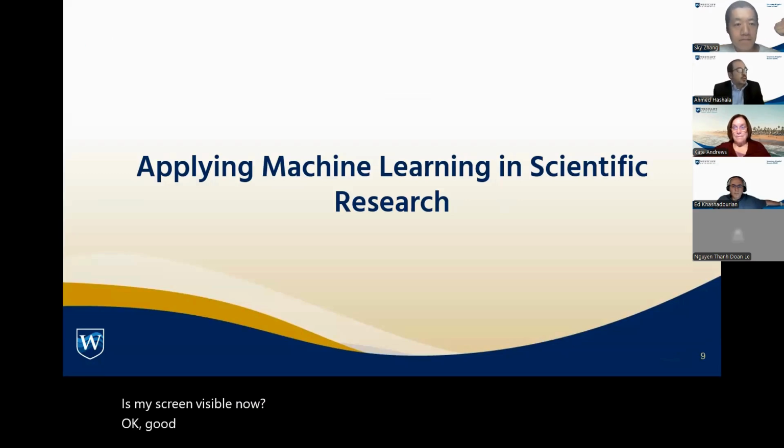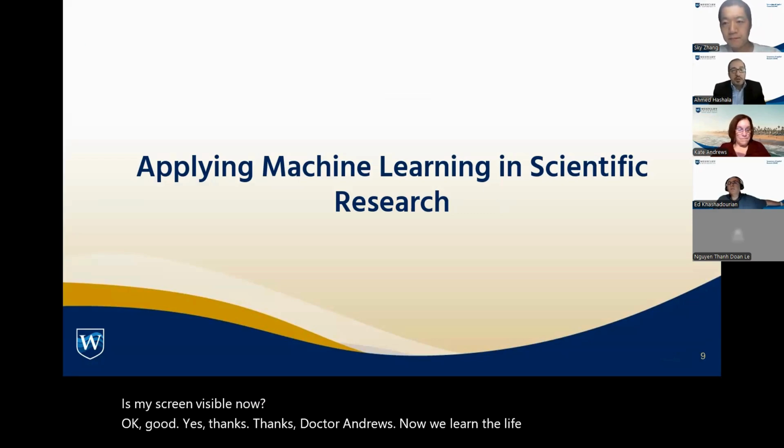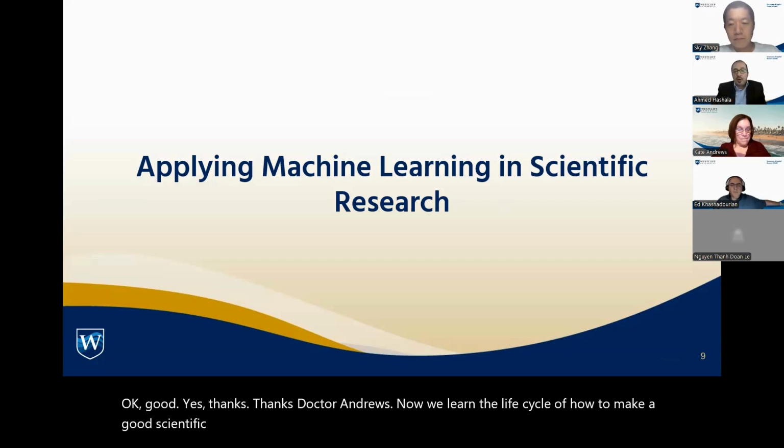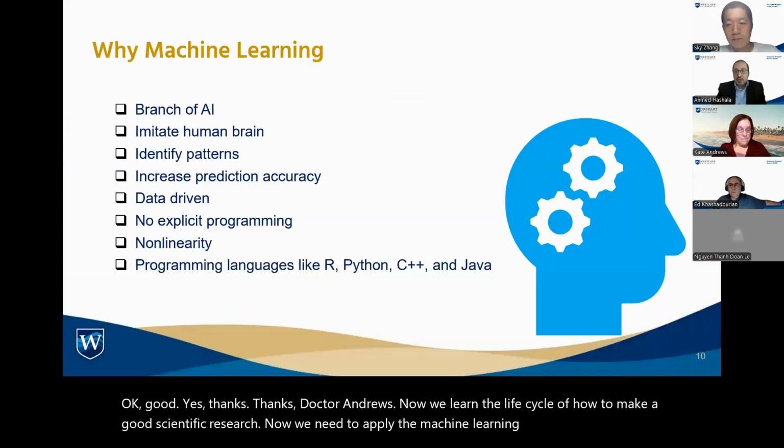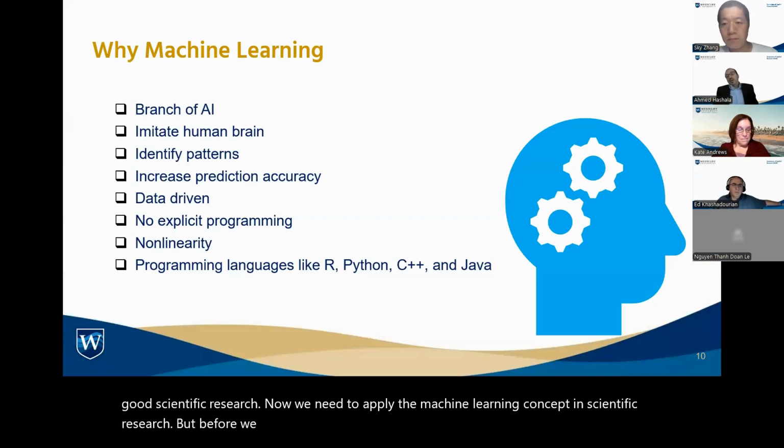Thanks, Dr. Andrews. Now we learned the life cycle of how to make a good scientific research. Now we need to apply the machine learning concept in scientific research. But before we go that far, let's have a little brief about machine learning. Why do we need machine learning?